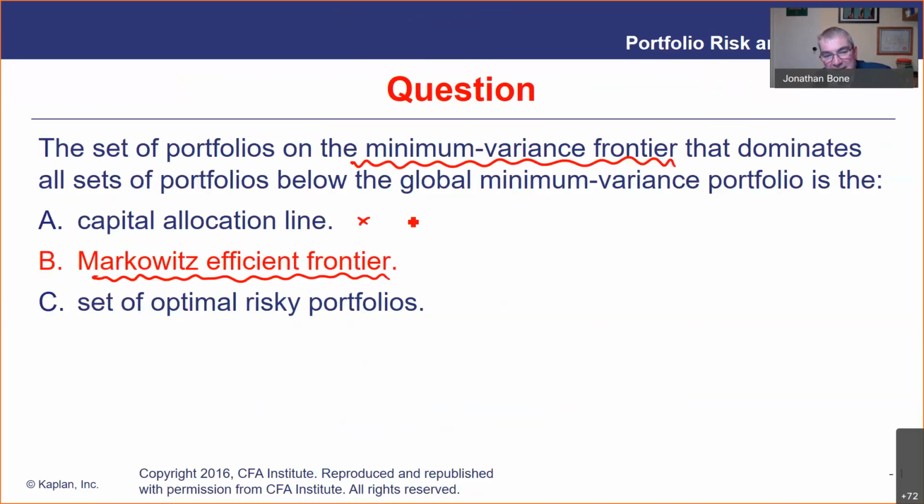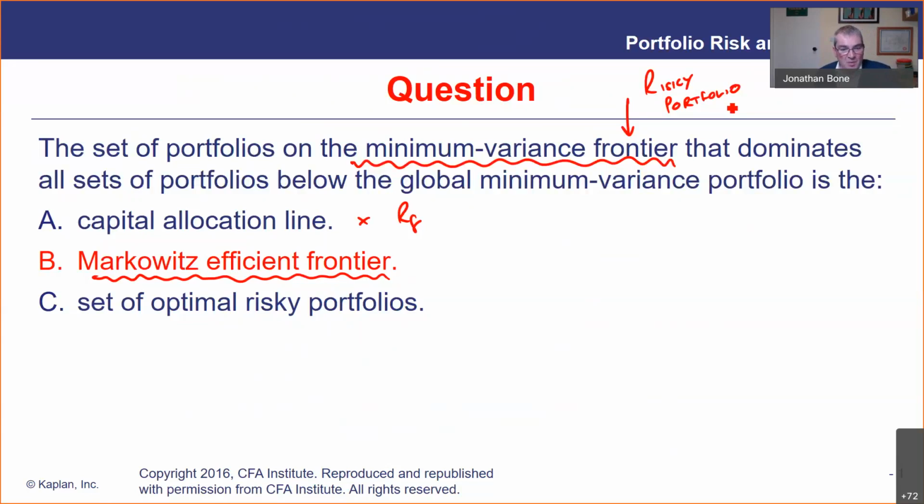Why? Because we need to add a risk-free asset to get our capital allocation line, and it doesn't mention any risk-free assets, and it's talking about the minimum variance frontier, which only considers risky portfolios. Remember, when we're constructing the minimum variance frontier, we're looking at asset returns, asset risks, and covariances or correlations for all risky asset types. We haven't introduced a risk-free asset at that stage.